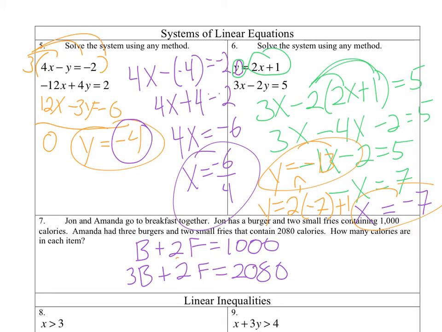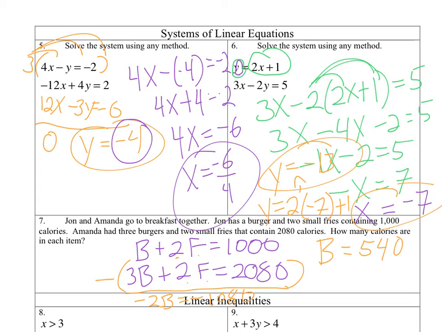Now see, I have 2f and 2f. This makes a great problem for substitution. I might try doing some subtraction since those are the same sign. b minus 3b is going to be negative 2b, and 1,000 minus 2080 is going to be negative 1080. Okay, if negative 2b equals negative 1080, I can divide both by negative 2. I get b is equal to 540 calories for a burger.